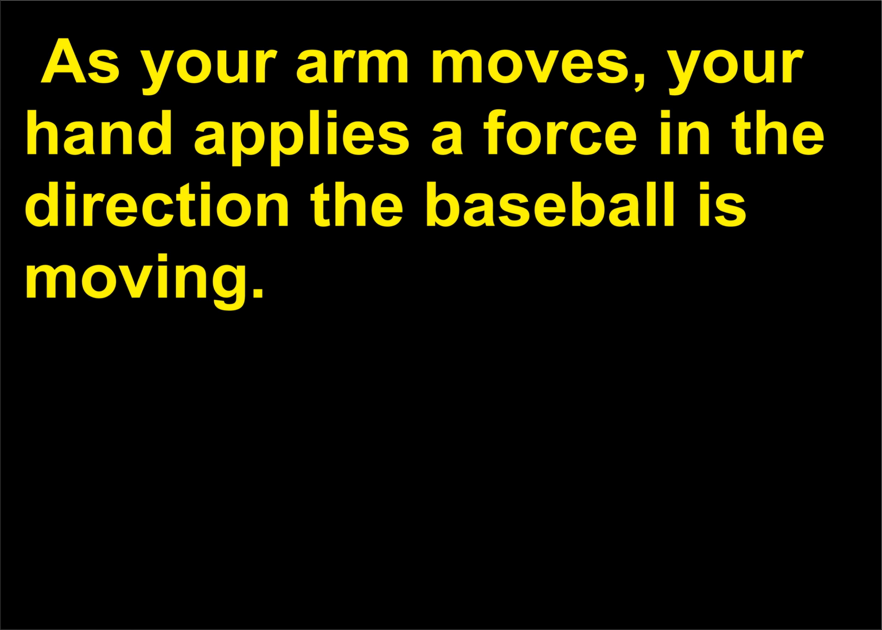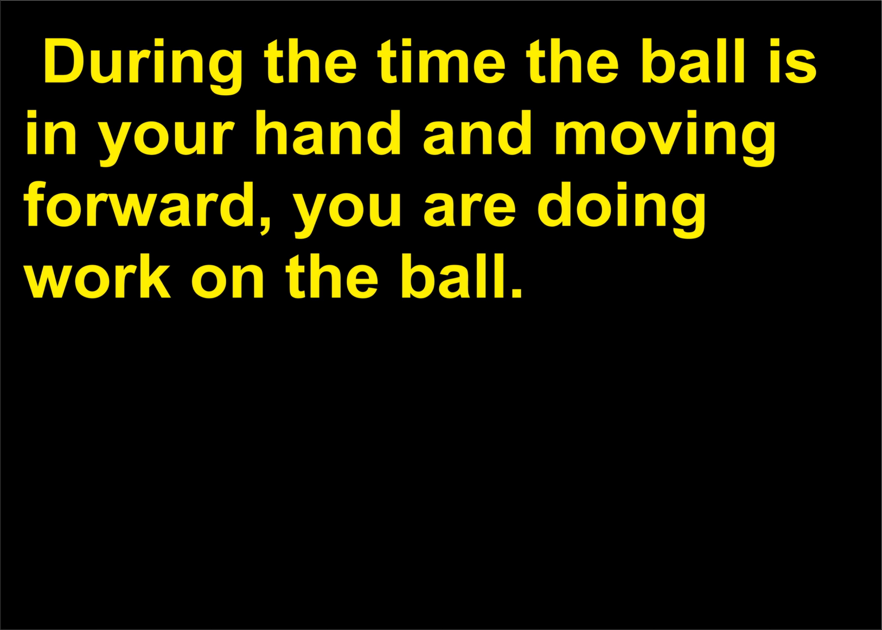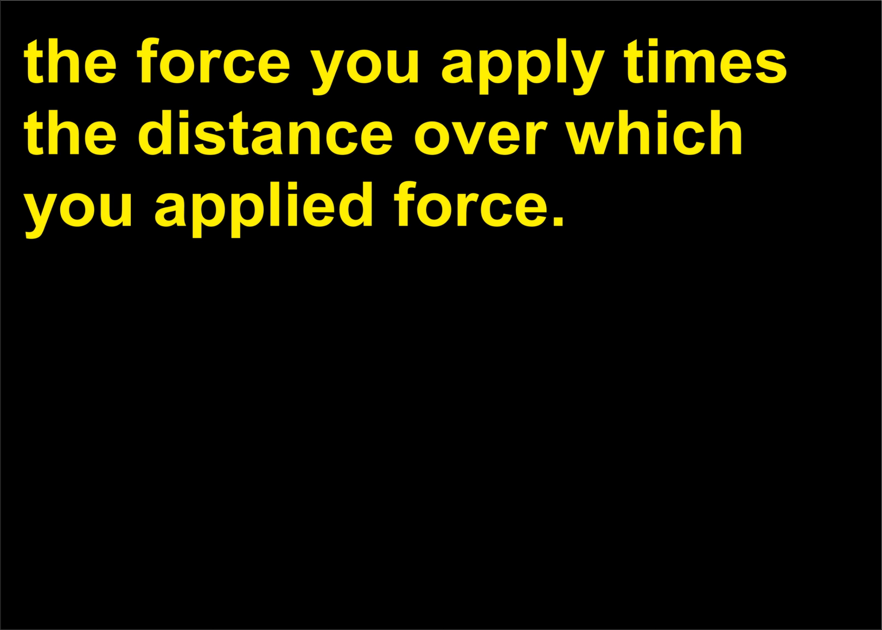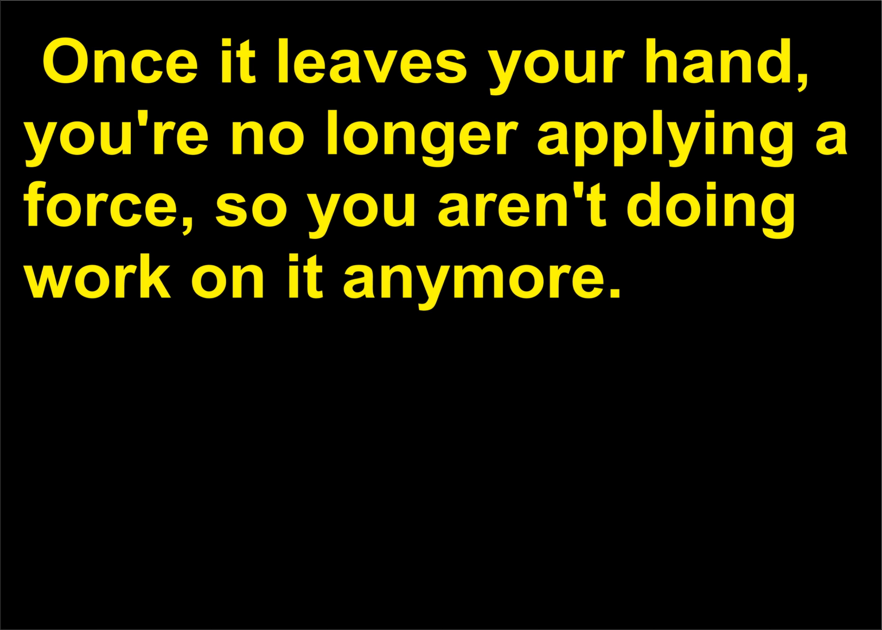Take throwing a baseball, for example. As your arm moves, your hand applies a force in the direction the baseball is moving. During the time the ball is in your hand and moving forward, you are doing work on the ball. The total amount of work done can be calculated as the product of the force you apply times the distance over which you applied force. Once it leaves your hand, you're no longer applying a force, so you aren't doing work on it anymore.